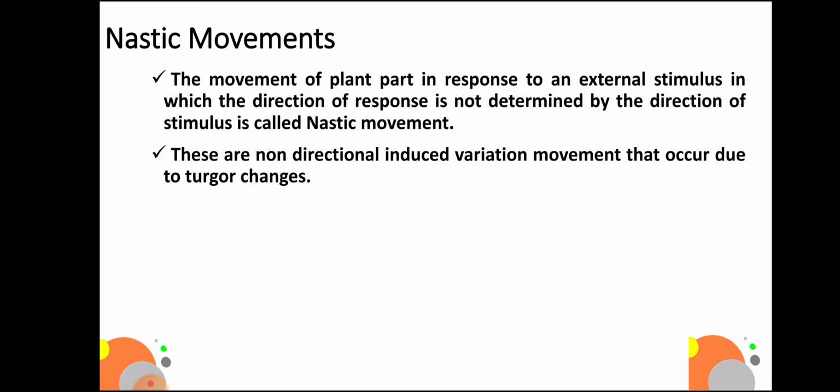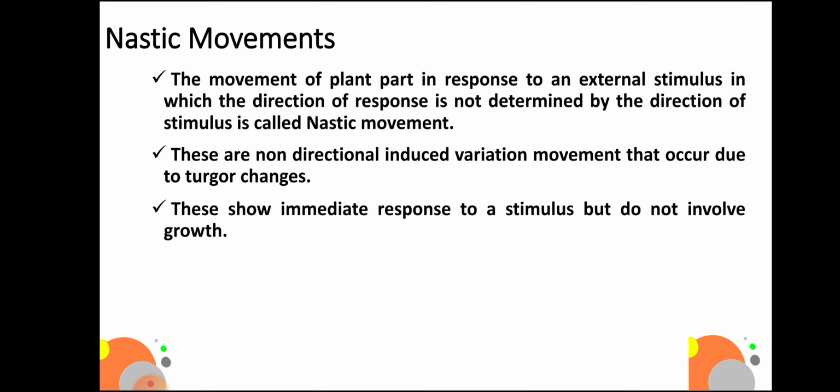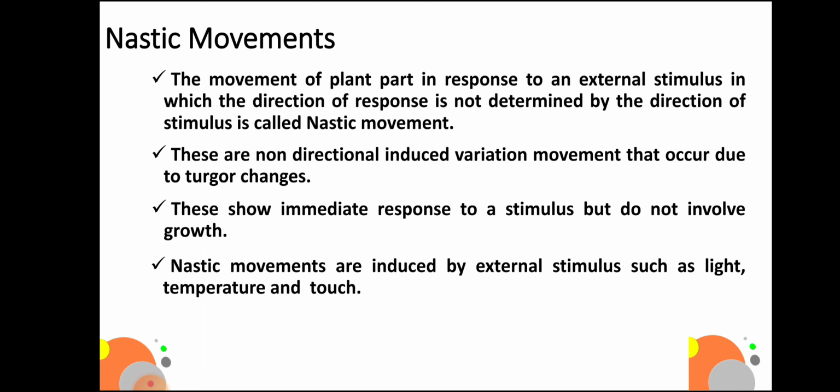These are non-directional induced variation movements that occur due to turgor changes. These show immediate response to a stimulus but do not involve growth. Nastic movements are induced by external stimulus such as light, temperature, and touch.